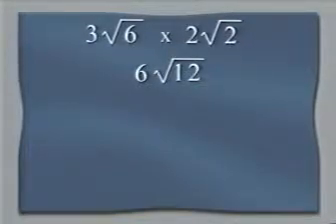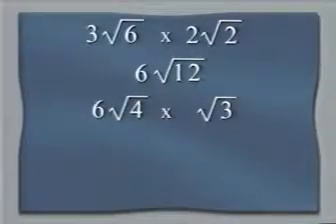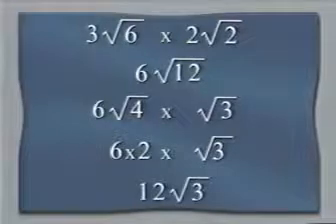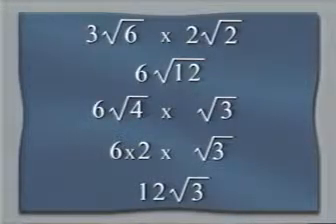But we're not finished yet. 6 times the square root of 12 can be simplified because 12 has a factor of 4. So we can write 6 times the square root of 12 as 6 times the square root of 4 times the square root of 3. And the square root of 4, of course, is 2, and 6 times 2 is 12, and we wind up with 12 times the square root of 3. So 3 times the square root of 6 times 2 times the square root of 2 is 12 times the square root of 3.